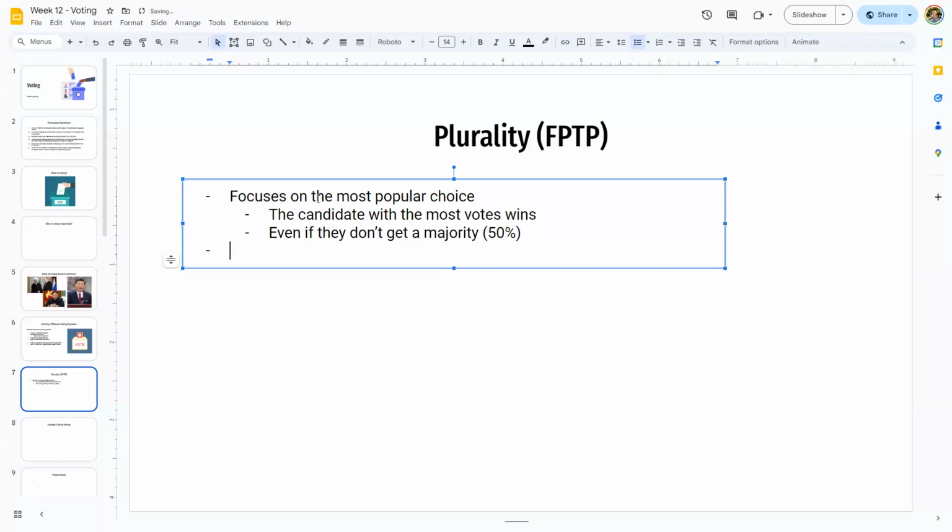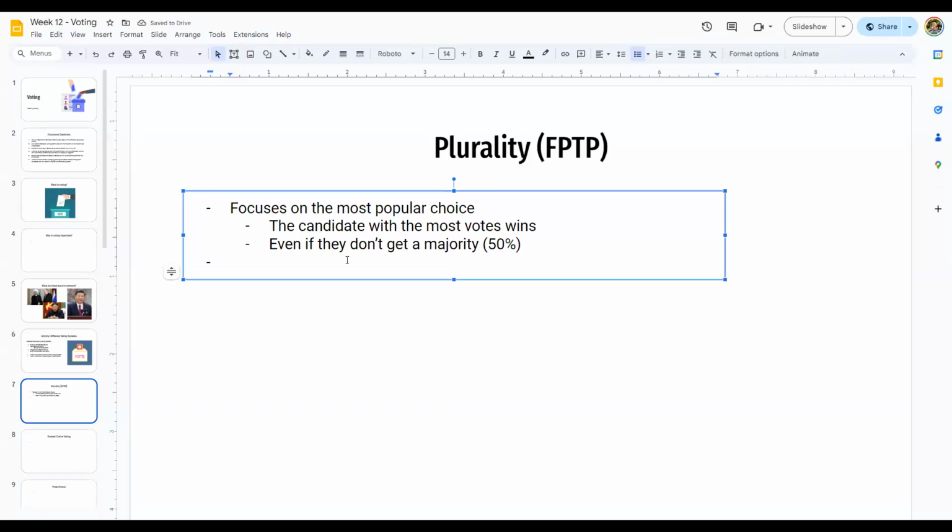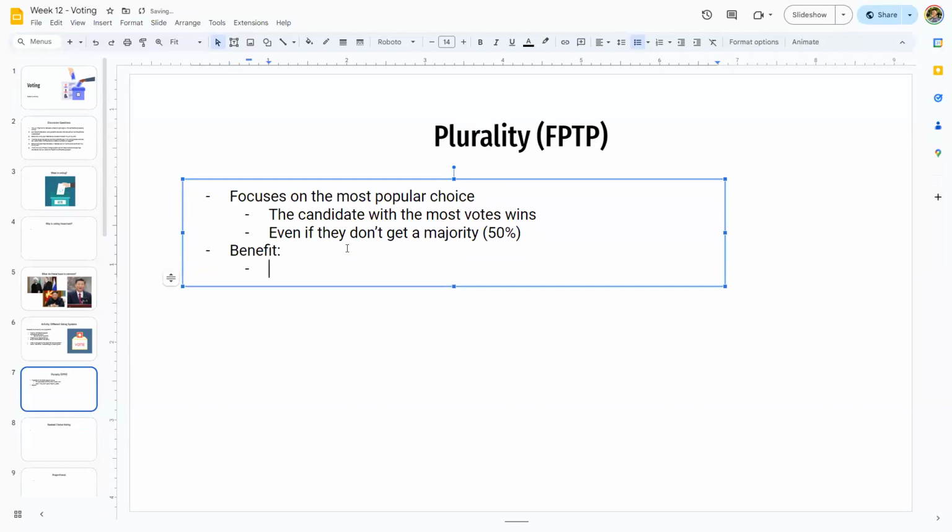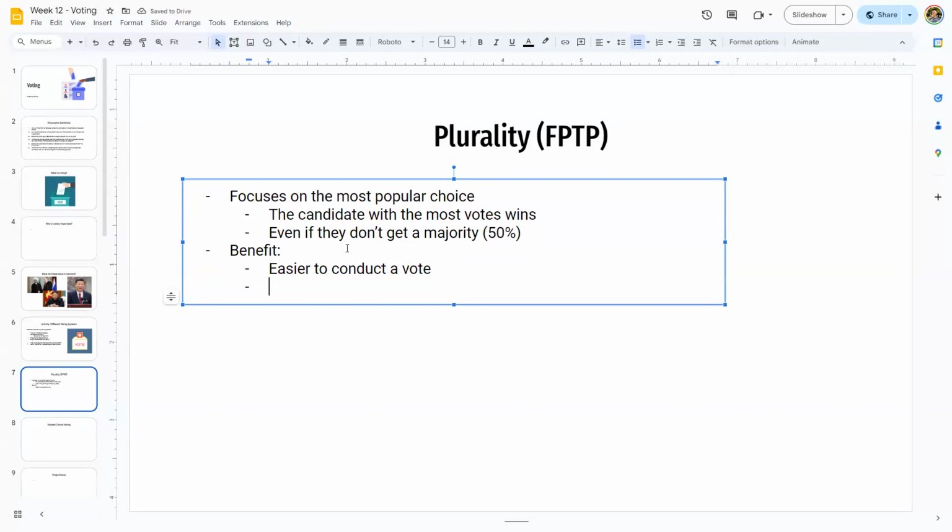And then one benefit is that it's easier to host, because even if the person doesn't get the majority, you technically still have a winner. But a con of this is that the winner might not be what the majority wants. Let's say a person got 20 votes, and that's only 20% of the people. That might not be the majority, so the majority might not be happy with that person.